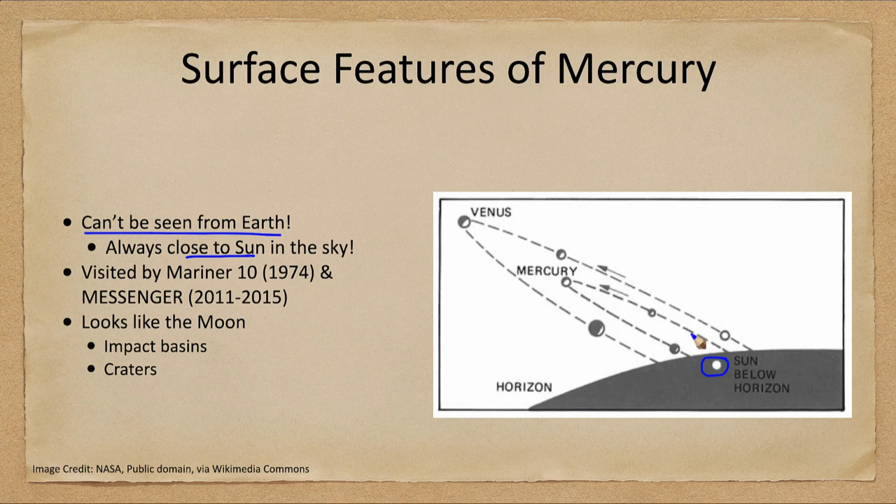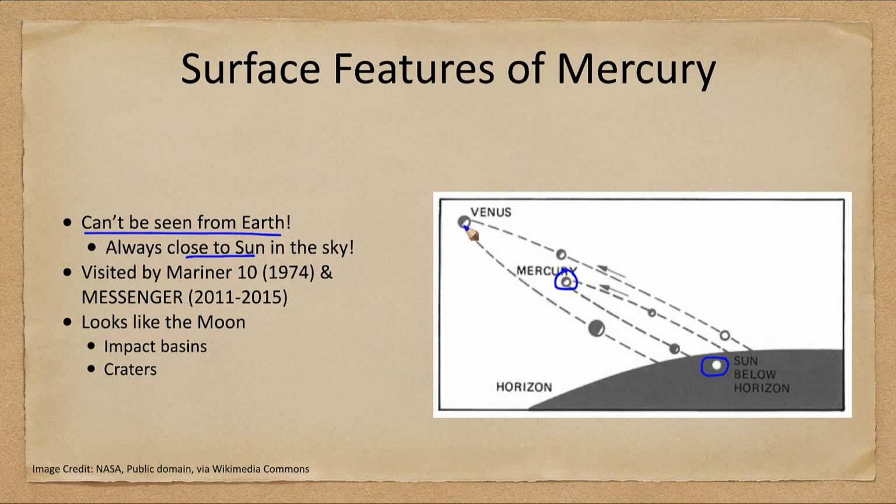Mercury is always close to the sun, maybe at best a little bit above the horizon when the sun has set, or just before the sun rises. That means it is going to be bathed in the glow of morning dawn, so we're not going to be able to see very clearly.